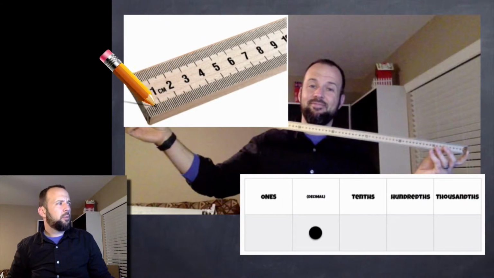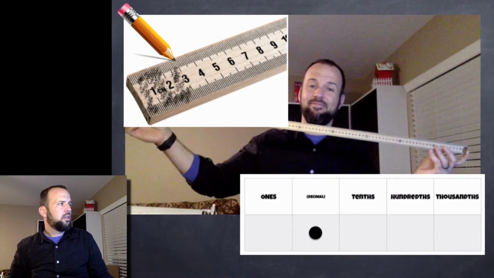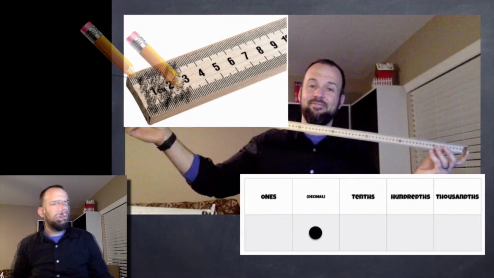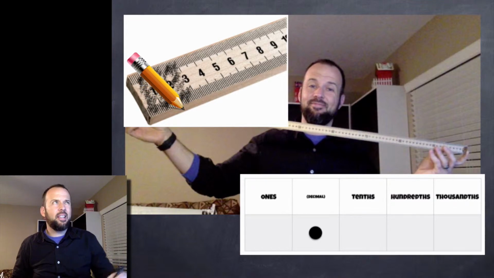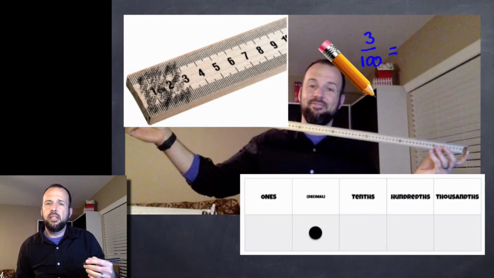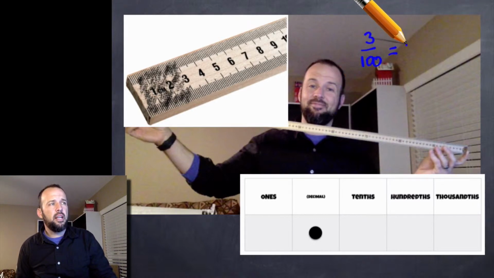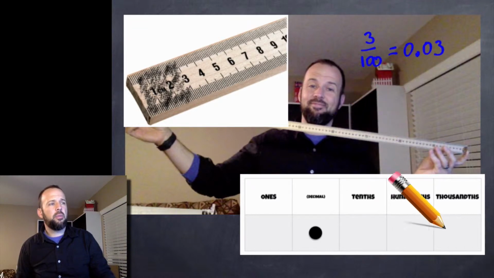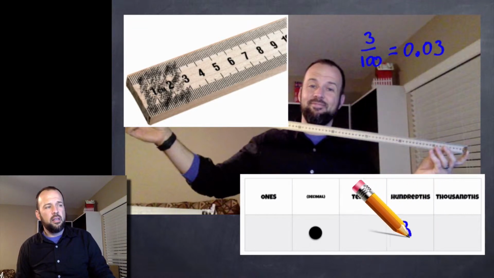What if I wanted to represent 3 centimeters as a fraction of a meter? What would that look like? Well, again, I would have 3 out of 100 centimeters, right? So that's how I could represent it as a fraction. If I wanted to represent it as a decimal, though, I would represent it as 3 hundredths, 0.03, 3 hundredths. Remember that 3 is going to be in the hundredths place.